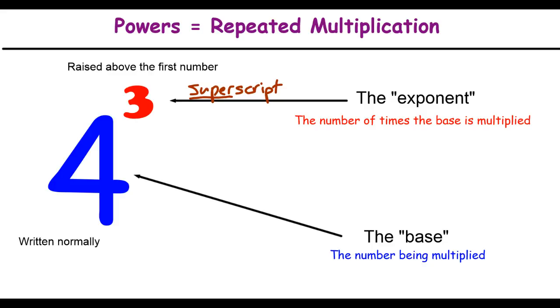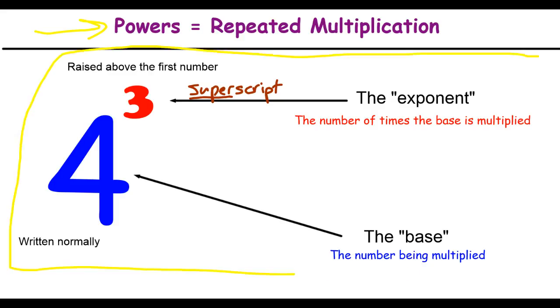So I'm going to ask you to write down a few of the things that are here, and pause the video. You're going to write down the fact that powers represent repeated multiplication. You're going to write down pretty much everything that you see here in the yellow box that has to do with powers and exponents. So go ahead, pause the video, write out everything here, including the example, the fact that it's raised above or written normally, the definitions of the parts, everything that you see, and come back when you're ready to move on.